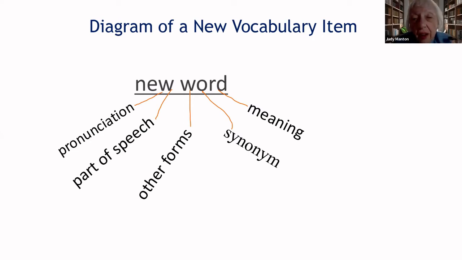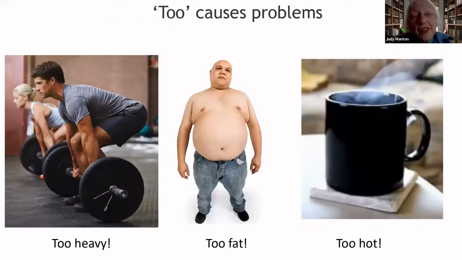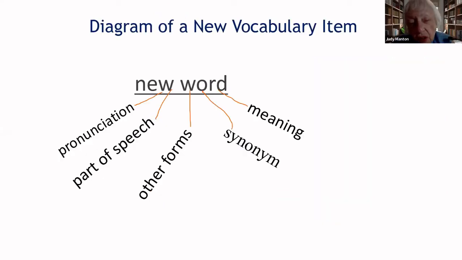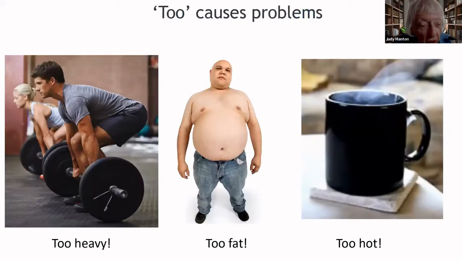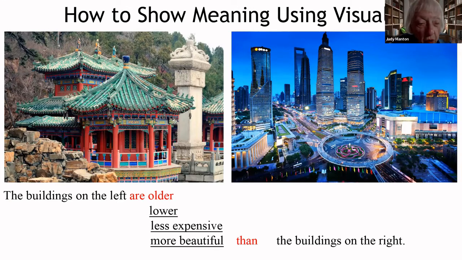Illustrate the meaning whenever possible. Too heavy, too fat, too hot. The buildings on the left. How to show meaning using visuals. The buildings on the left are older than the buildings on the right. The buildings on the left are lower than the buildings on the right. The buildings on the left are less expensive than the buildings on the right.